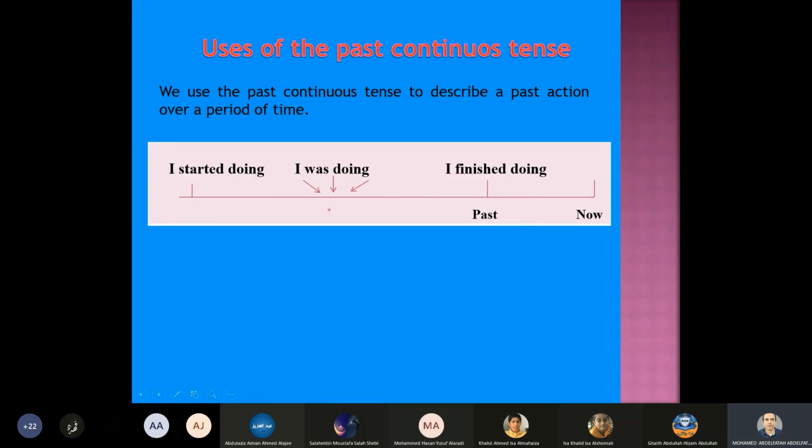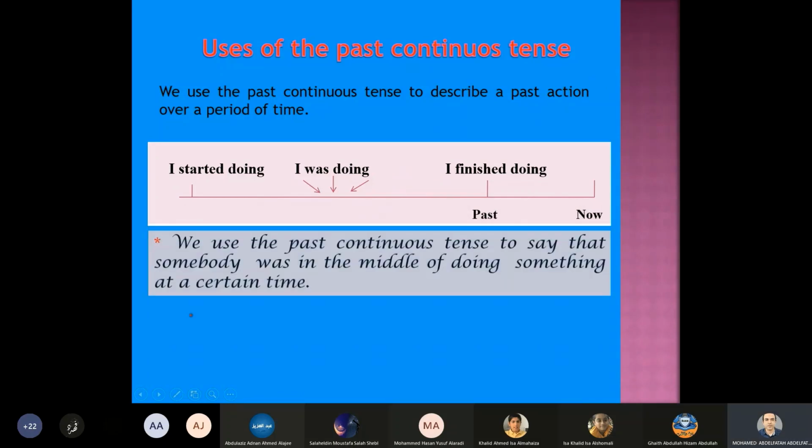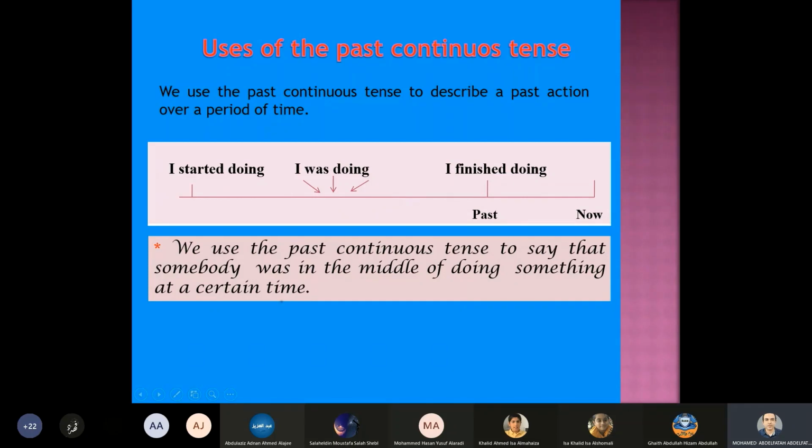But when you are talking about a period of time in the past, use the past continuous tense, which is was or were plus verb plus ing. I was doing. So we use the past continuous tense to say that somebody was in the middle of doing something. We describe the action. We give details about the action. When the action is in the middle, use the past continuous. So we use the past continuous tense to say that somebody was in the middle of doing something at a certain time of the past.